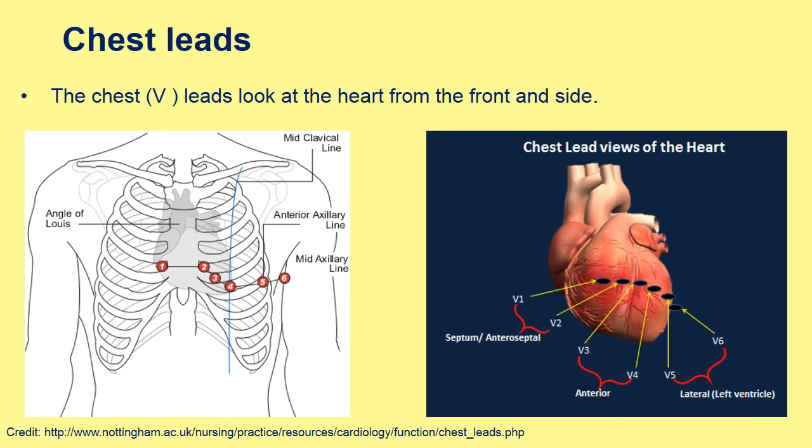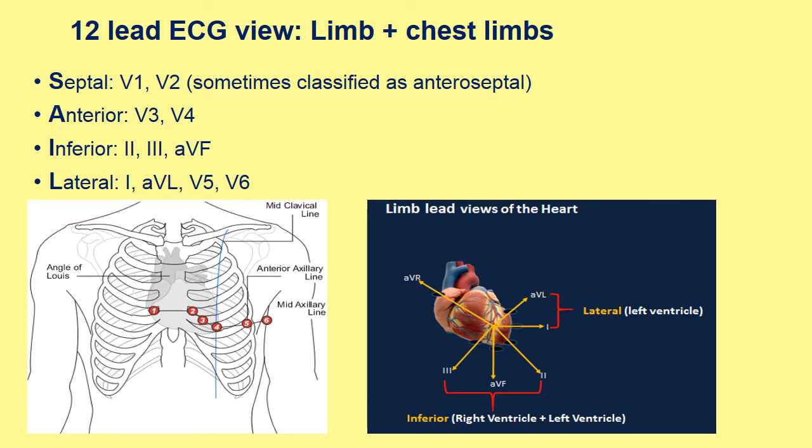So now let's combine the chest leads and limb leads together. So these are all the leads. You can see that AVR is missing. As I said, AVR is a forgotten lead.